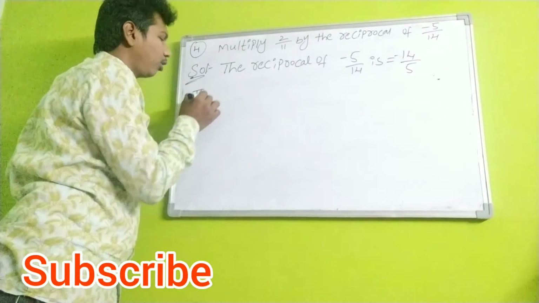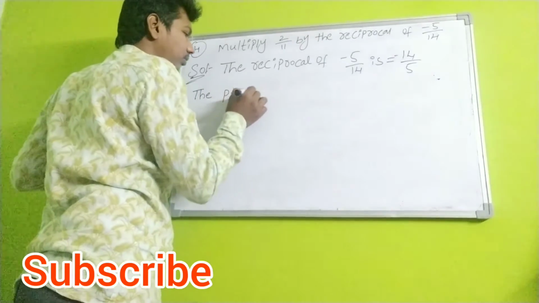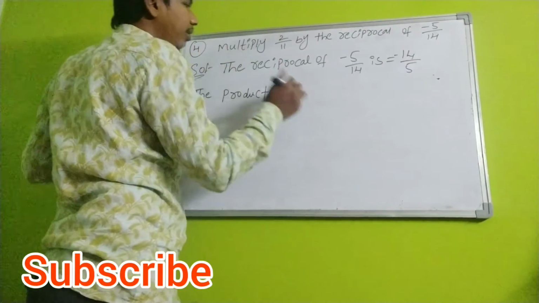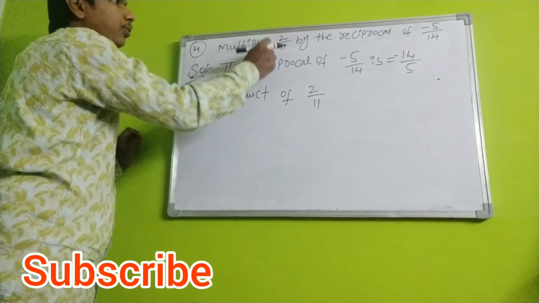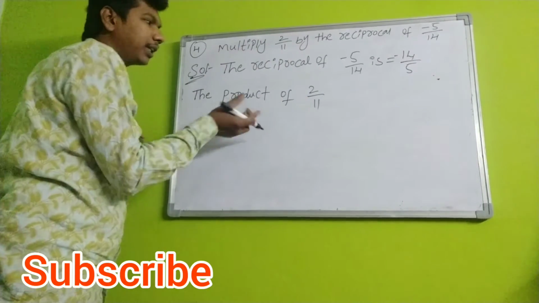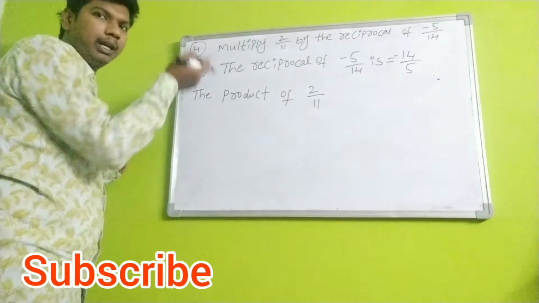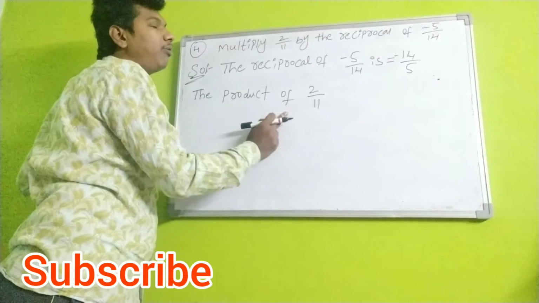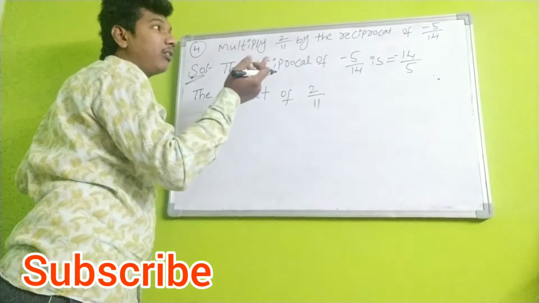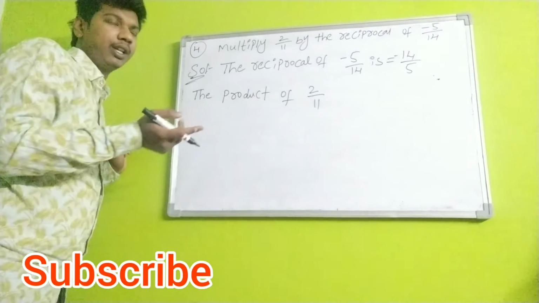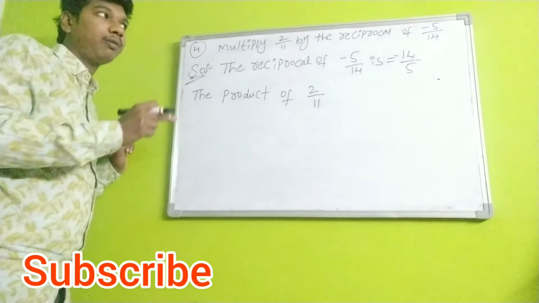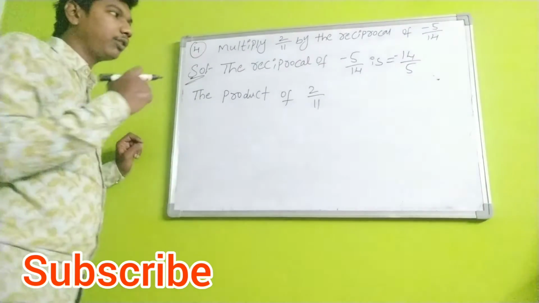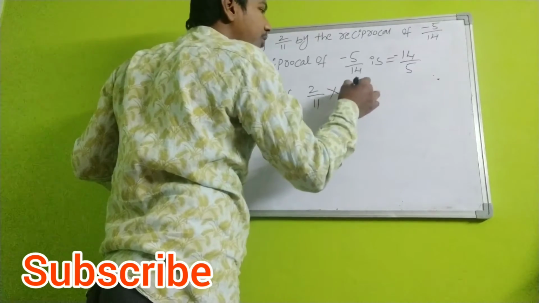Next, the product of 2 by 11. Multiply and product, both are same, student. Here one number is given, 2 by 11. Product or multiplication, both are same. You can take multiplication or multiply also in place of product. The product of 2 by 11, given in the question, by the reciprocal of minus 5 by 14. Reciprocal of minus 5 by 14 is minus 14 by 5. Okay. That number and the reciprocal of minus 5 by 14, those are two numbers. What we have to do? Multiplication. Product is nothing but we should multiply 2 by 11 into minus 14 by 5.